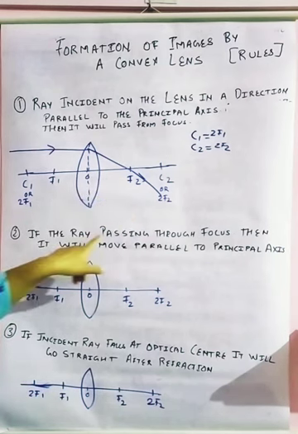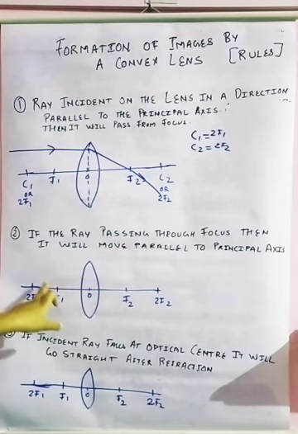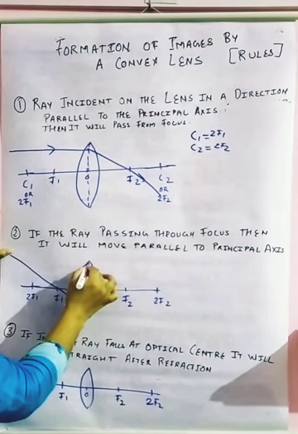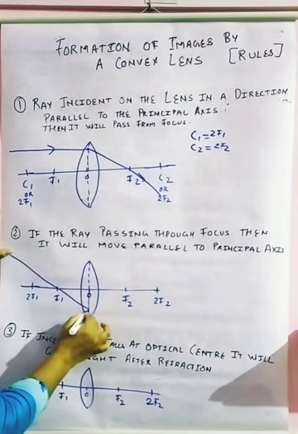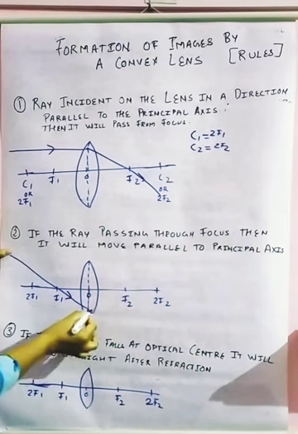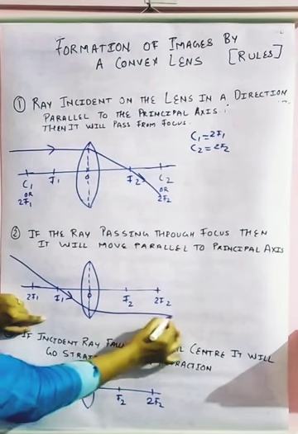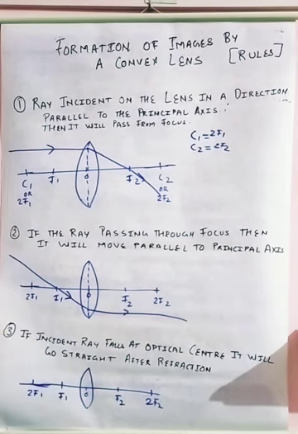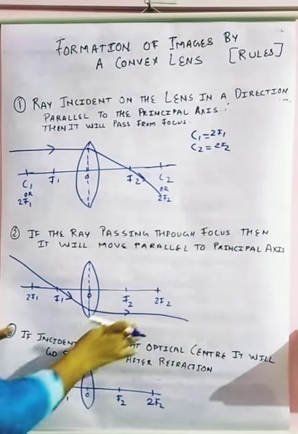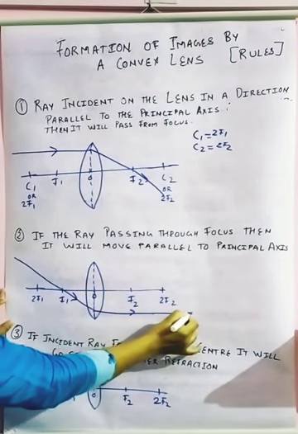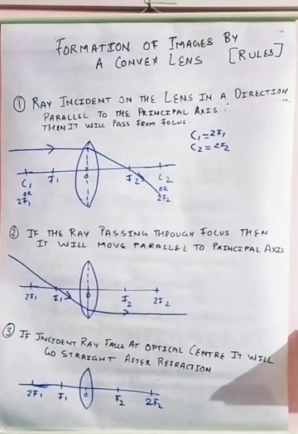Now, if the ray is passing through the focus, always draw this line at the center, because this is the point where the refraction takes place. When the ray falls at the focus, it will move parallel to the principal axis. Here my line is not straight, but you can make it straight. It will move parallel to the principal axis.